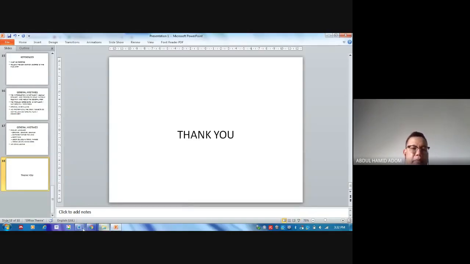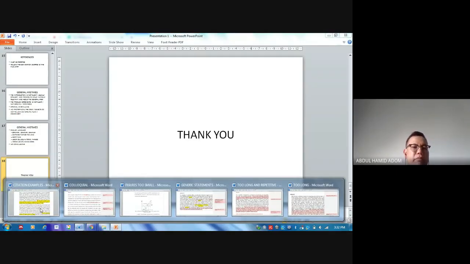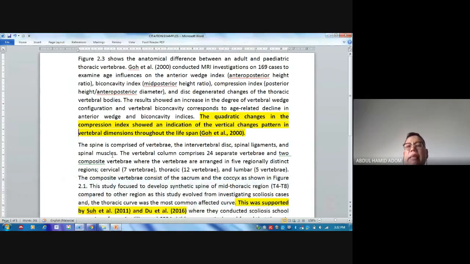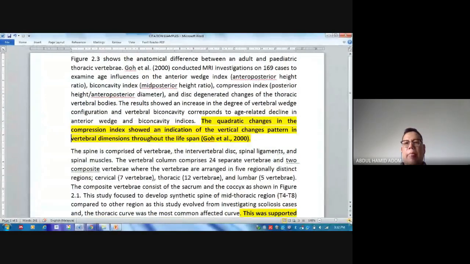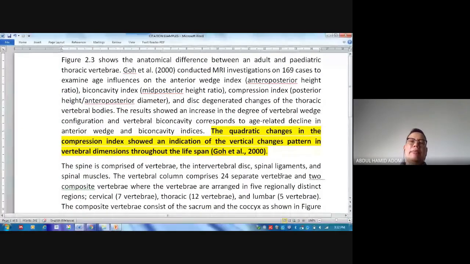I would like to show you some of the examples. This is one of the examples of citations. There are two ways for you to cite. I'll enlarge this. This is the most common way, you cite it at the end of the sentence. This is the common way.